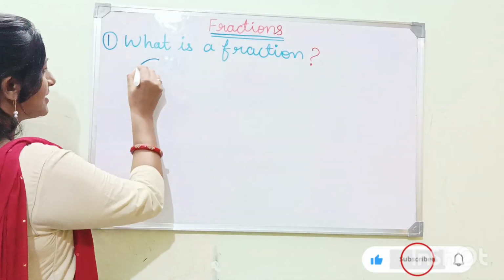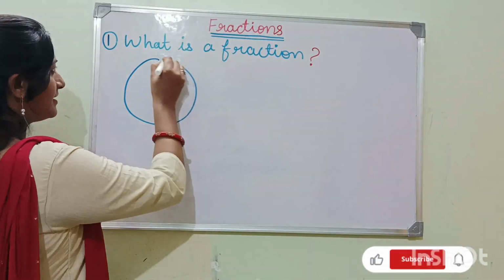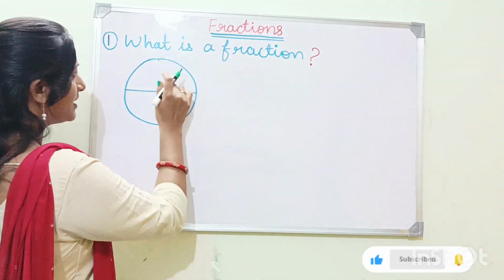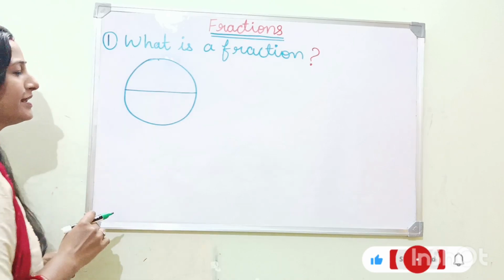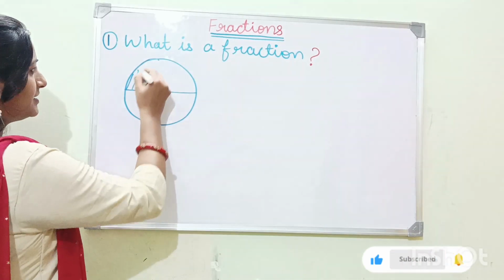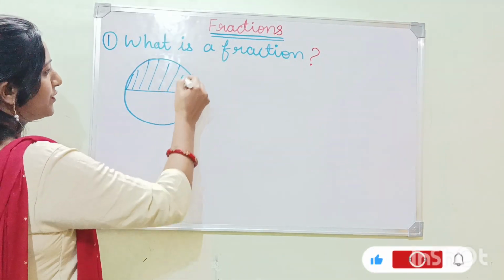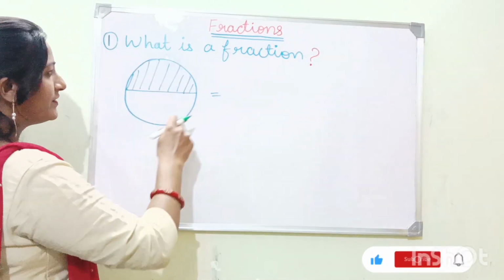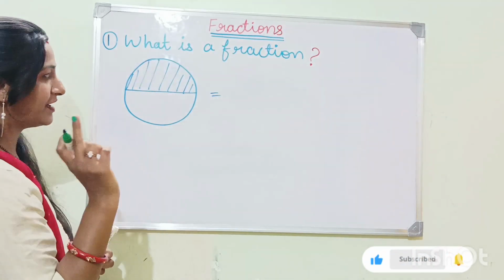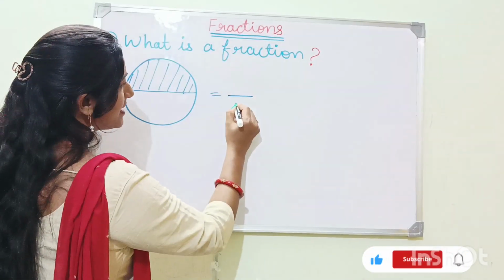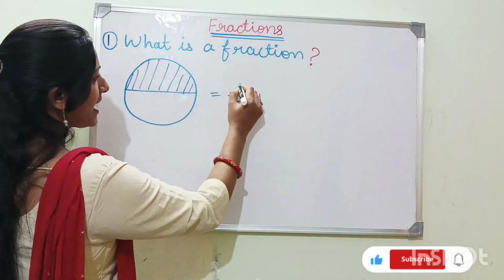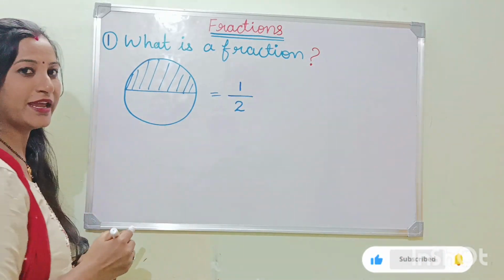Suppose I have one circle. It is a complete circle and now I am making its two equal parts. So here, two equal parts. In that I have shaded one part. If you want to write it as a fraction, out of these I have shaded only one. So the number of parts is 2, in that I have shaded one part. So as a fraction I will write 1 by 2.